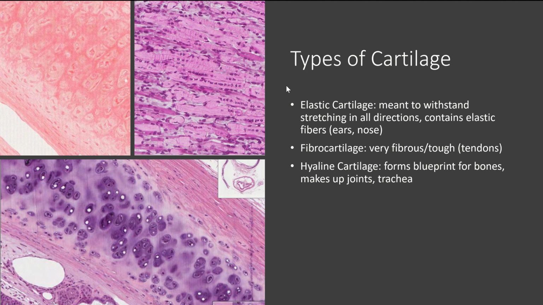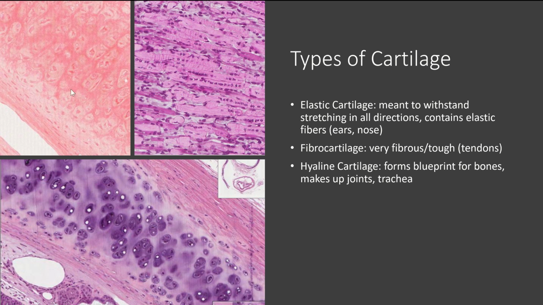So the first one is going to be elastic cartilage. Elastic cartilage is just like what it sounds like. It's meant to withstand stretching, right? It's very elastic in all directions. Okay, so it's kind of like a rubber band. The example here that is elastic cartilage is the one to the top left, and it does contain elastic fibers.